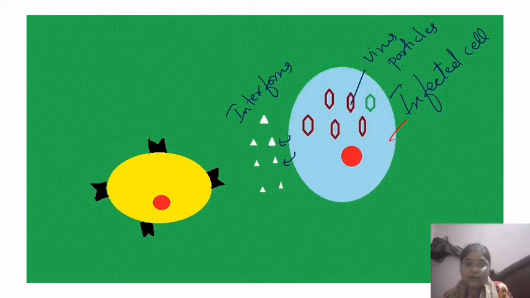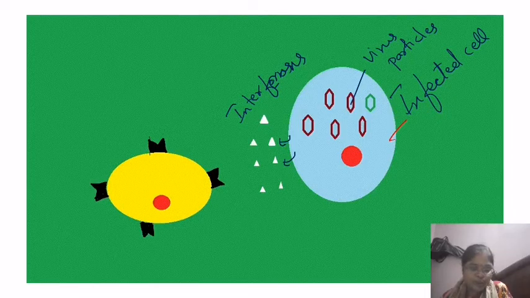Now, how do these interferons work? Interferons, how do they produce their action? Now you can see here, there are various macrophages around it. Not only macrophages, your other body cells also, maybe it is a macrophage or any other body cell.